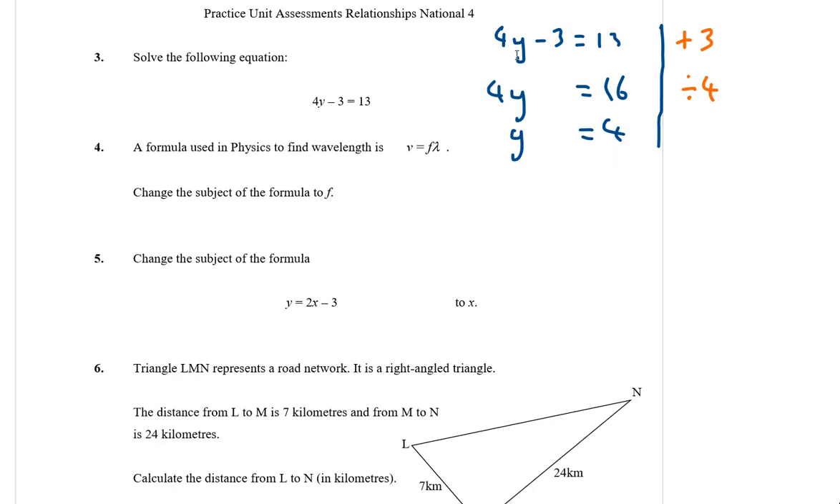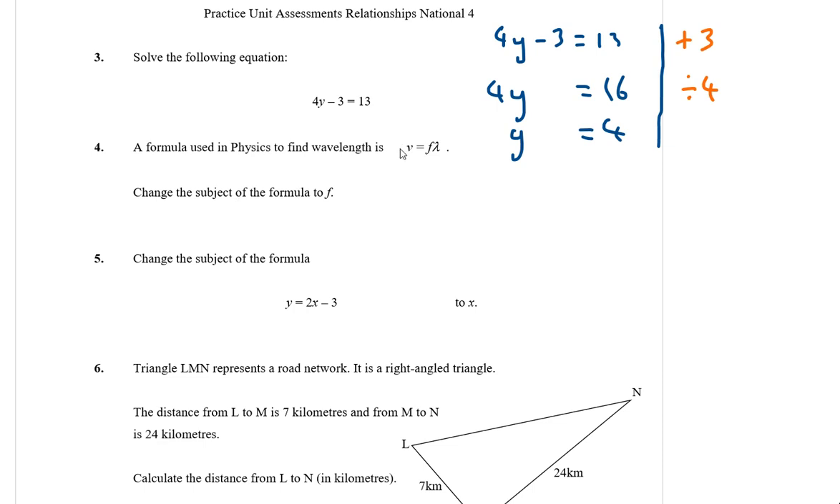So what you do to one side, you do to the other side. To get rid of something, you do the opposite. And you're doing it in the BODMAS backwards order. So this bit first, then this bit. The next question is very similar.